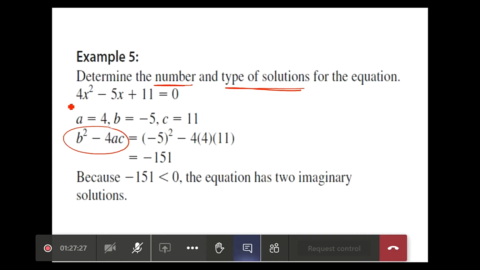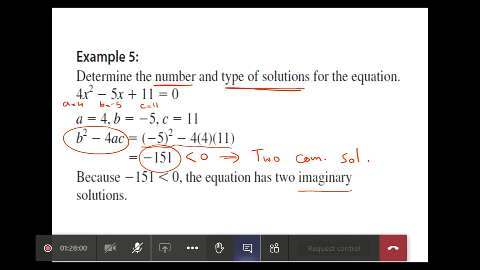What's the value of a? a equal 4, b equal -5, c equal 11. Put -5 replaced by b and so on. We have this number. So after computing this discriminant, we have negative. So this is less than 0. So we have two complex solutions, or imaginary solutions. No problem. Imaginary solution or two complex solutions, this is the same. Okay.